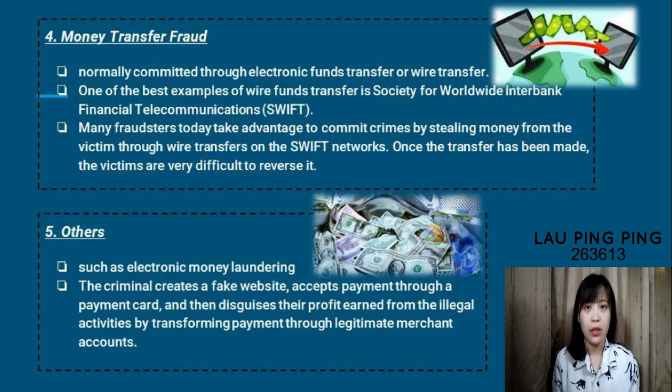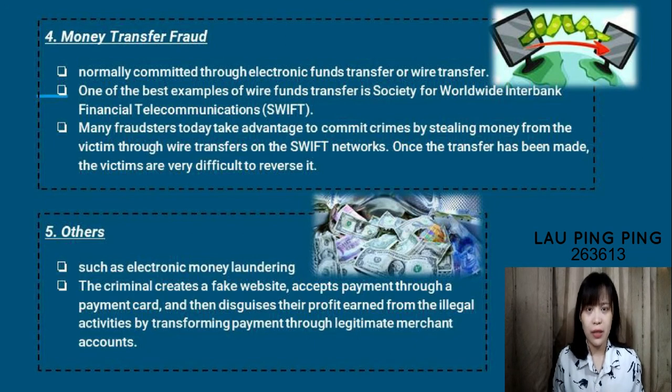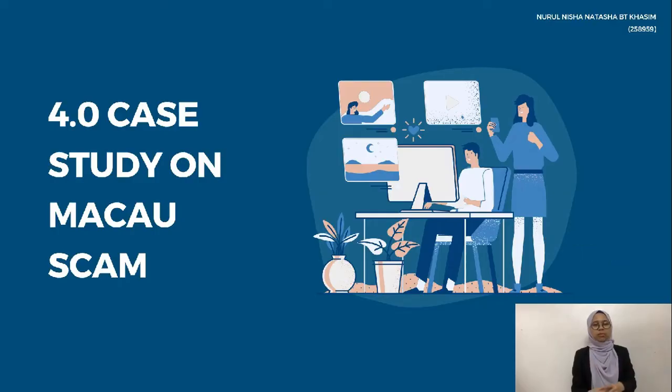Lastly, there are other forms of fraud in electronic banking, such as electronic money laundering. As an example, the criminal creates a fake website, accepts payment through a payment card, and then disguises the profit earned from the illegal activity by transferring the payments through a legitimate merchant account. Nowadays, transaction laundering is not just an easy criminal activity, but it also finances global terrorism, such as the US domestic terror agenda.